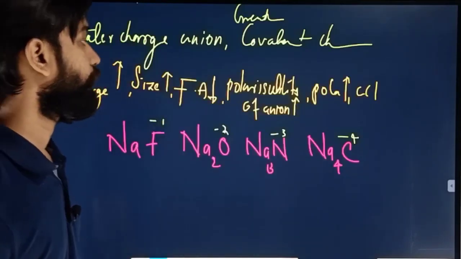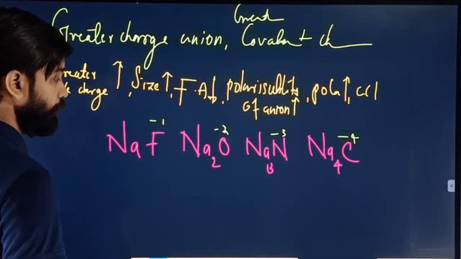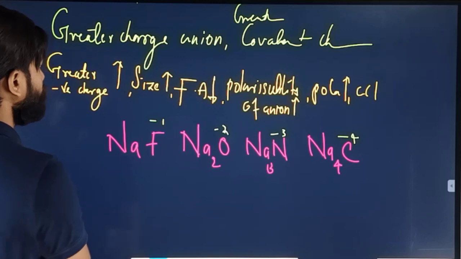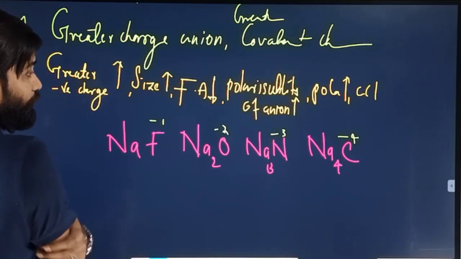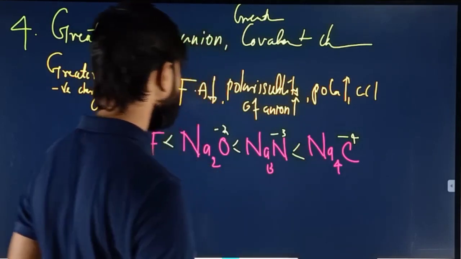Fluoride, oxide, nitride, carbide. So here the anions are the same. From left to right, the charge of the anion increases, so covalent character also increases. Okay, fine.